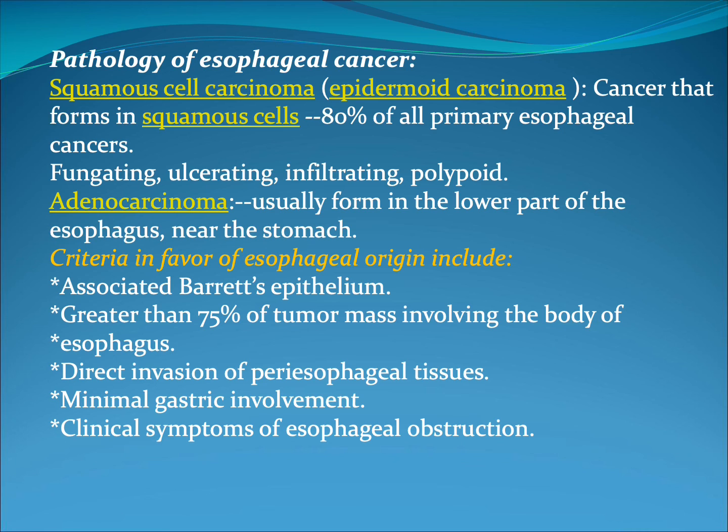So how can we differentiate between an esophageal cancer extending locally to the stomach and a gastric cancer extending to the esophagus? The criteria in favor of esophageal origin are: if there is Barrett's esophagus, if most of the tumor mass is in the body of the esophagus itself, if there's direct invasion to the periesophageal tissues, and if there's minimal gastric involvement and symptoms of esophageal obstruction.